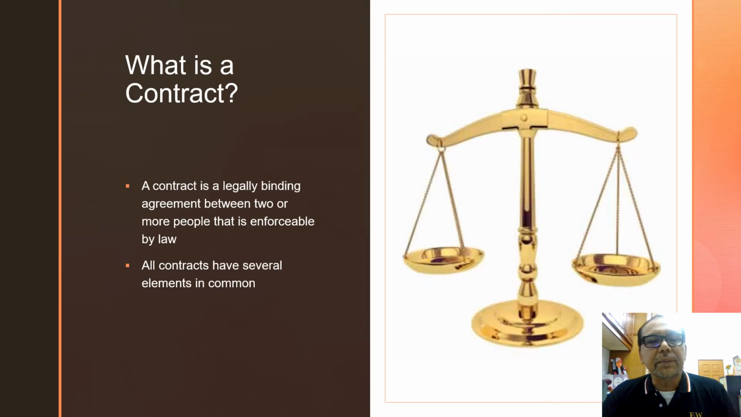Okay, what is a contract? A contract is a legally binding agreement between two or more people that is enforceable by law. Enforceable by law means it can be enforced by the court, mahkamah. So all contracts have several common elements. They must have common elements. So let us see what elements form a contract.